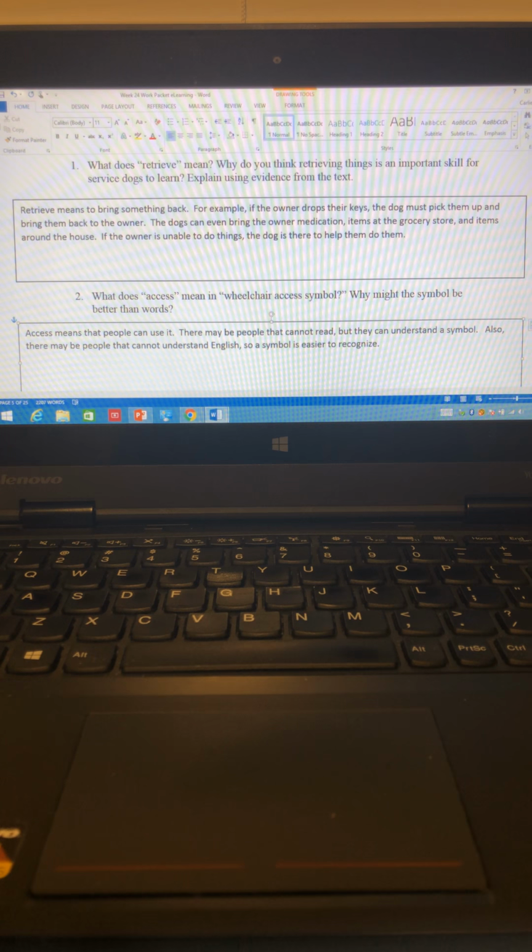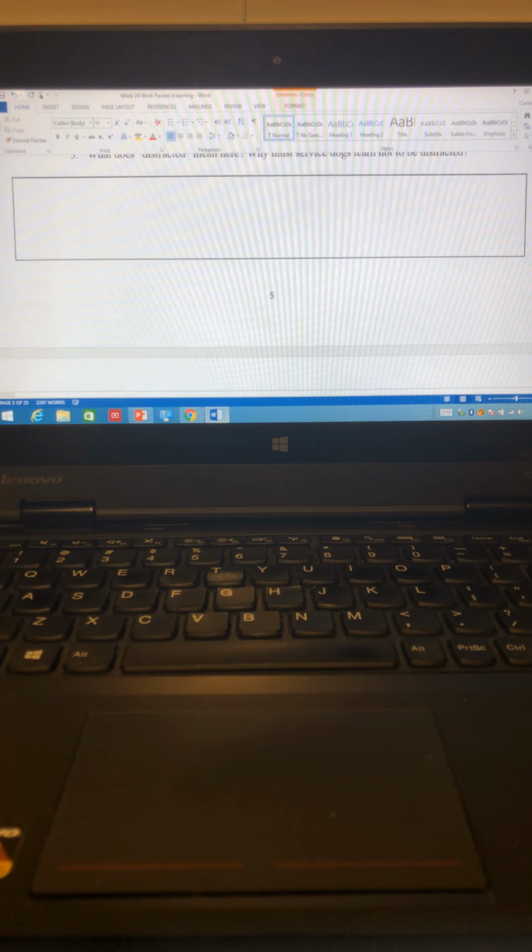So if we're looking at some details for number two, what does access mean in wheelchair access symbol? Why might the symbol be better than words? The word access means that people can use it. There can be people that cannot read, but can understand a symbol. Also, there may be people that cannot understand English, so a symbol is easier to recognize.